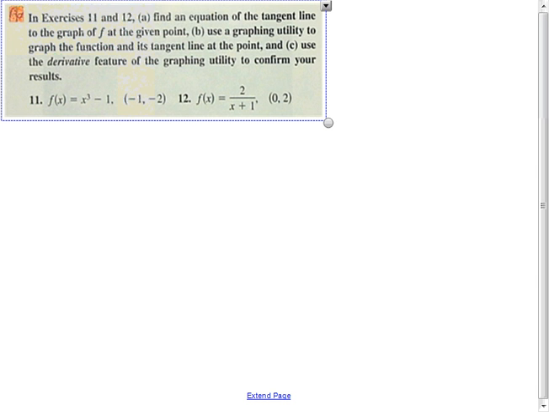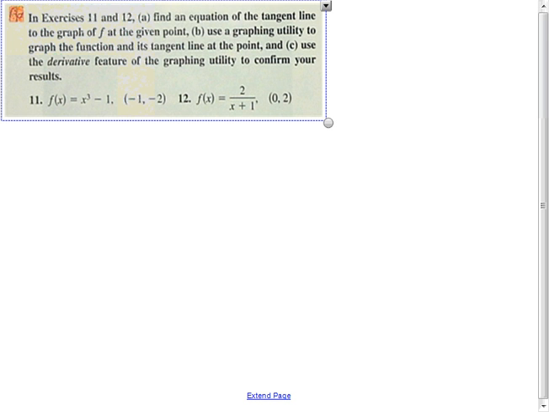On problem number 11, we're supposed to find an equation of the tangent line to the graph of f at the given point. And we're supposed to use the graphing utility to graph the function and its tangent line at the point and use the derivative feature of the graphing utility to confirm your results. We'll do part A of that together. We didn't really talk too much about using the graphing utility to do those, so we'll deal with that later.